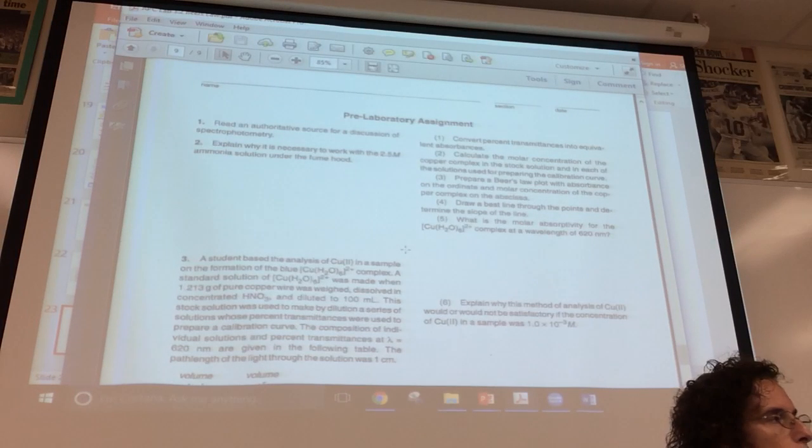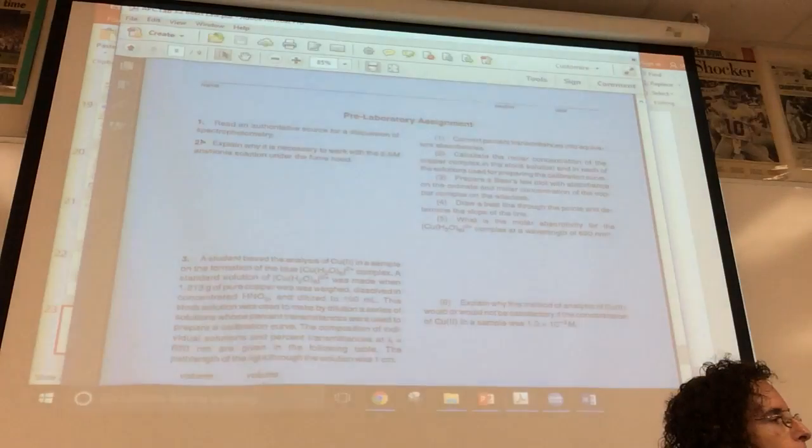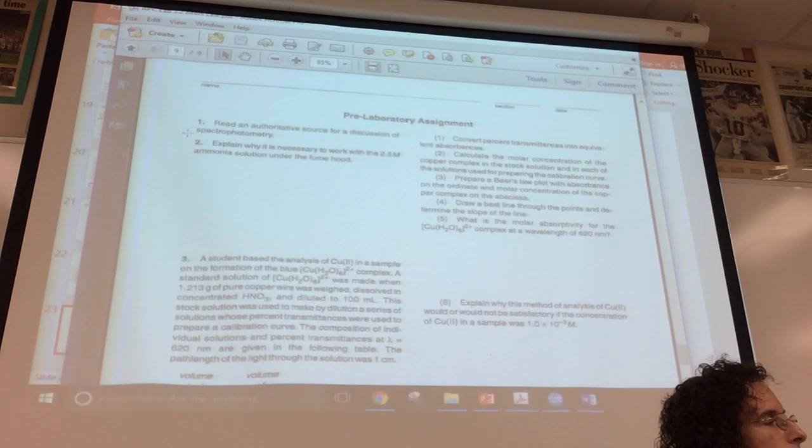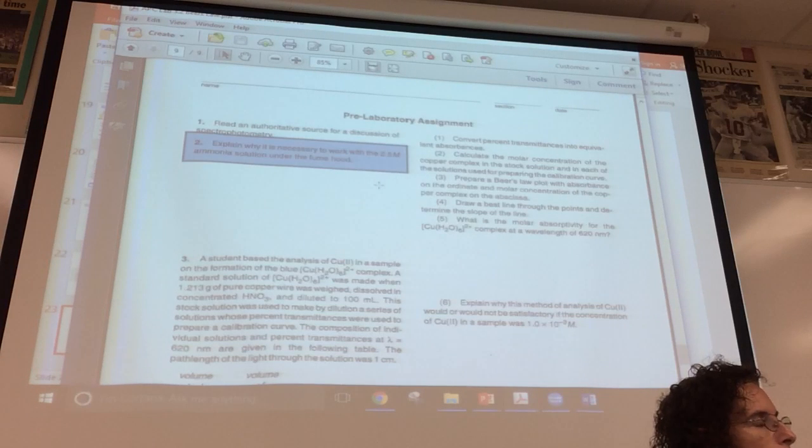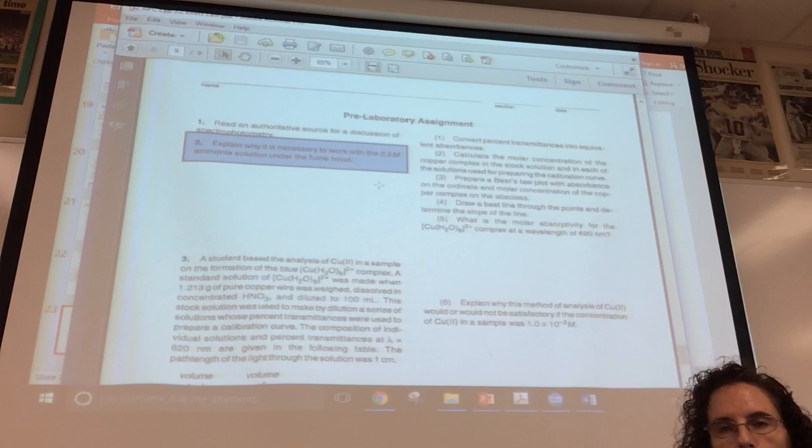So you need to do the pre-laboratory assignment, and we're actually going to get a little bit of it done now. It says read an authoritative source, and so that's why you're going to read through the first several pages of the lab. It says, explain why it's necessary to work with the 2.5 molar ammonia solution under the fume hood. What do you know about ammonia?